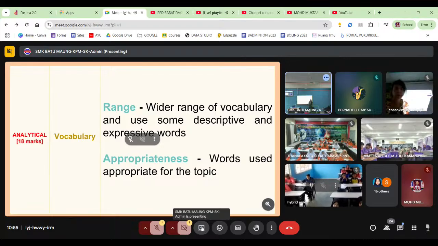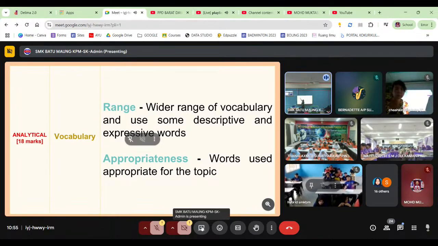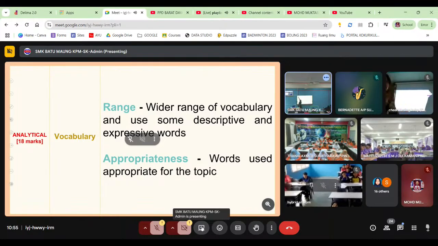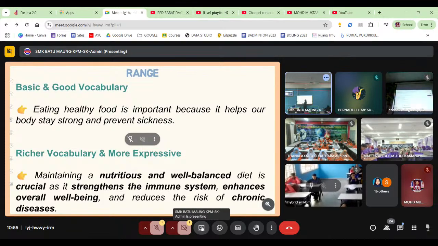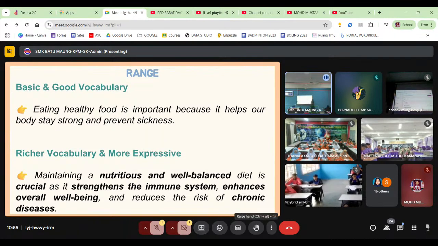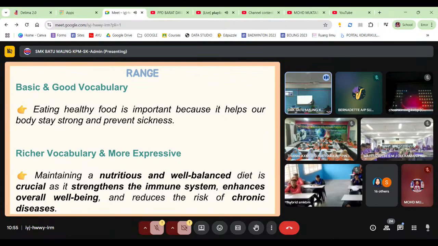Done? Okay, now let's look at range. So, have a look at these 2 sentences. Which one sounds better? The below one, the second one, right? Why? Alright, okay. Appropriate, okay. No, I'm talking about the range now.